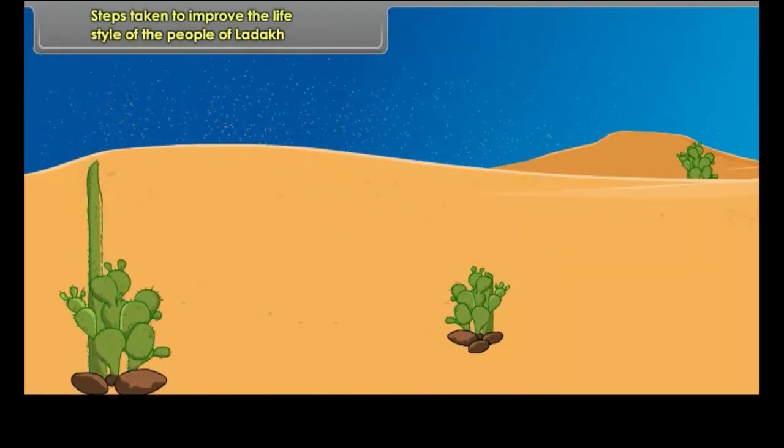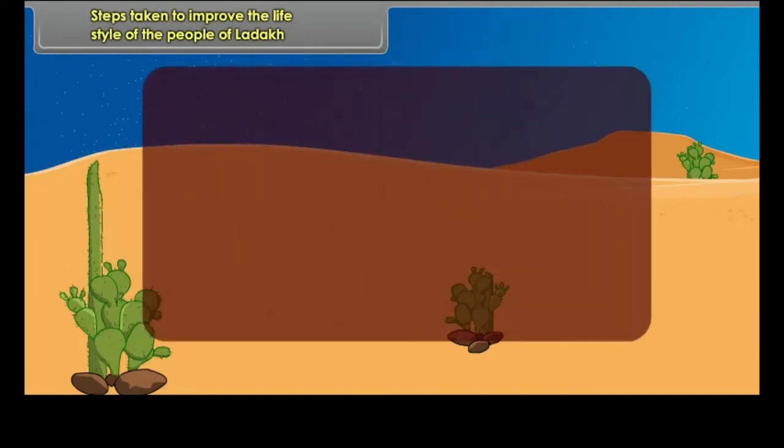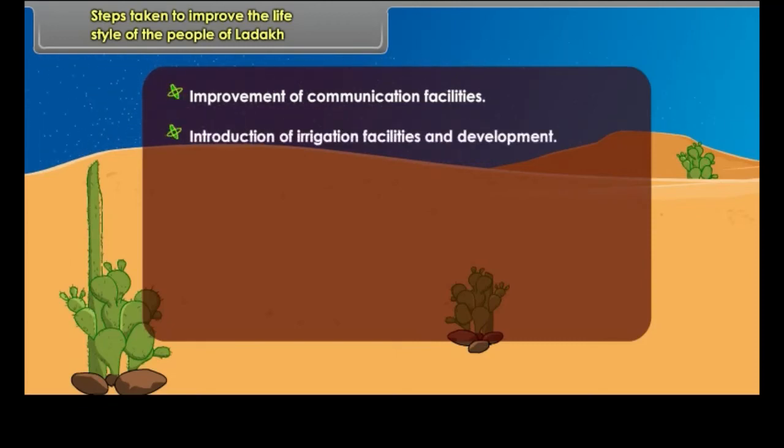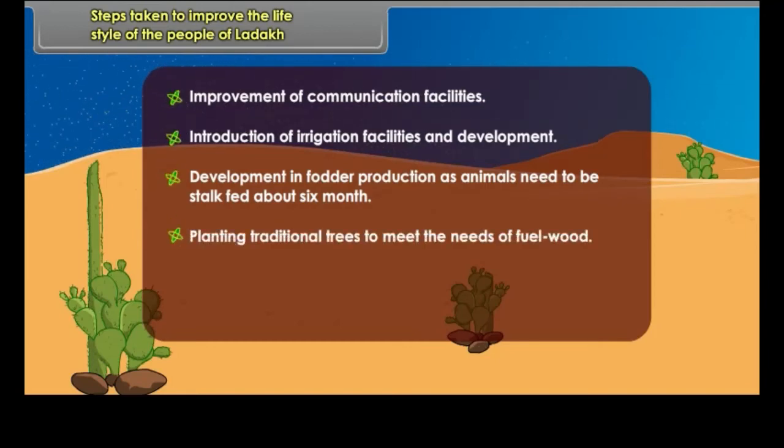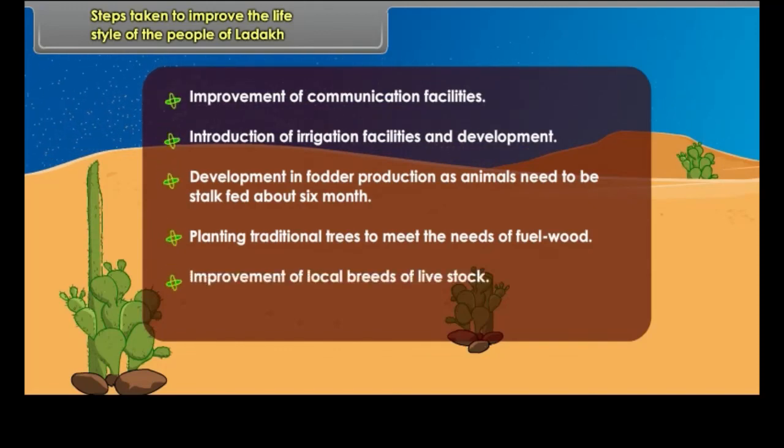Steps taken to improve the lifestyle of the people of Ladakh. Improvement of communication facilities. Introduction of irrigation facilities and development. Development in fodder production, as animals need to be stock-fed for about 6 months. Planting traditional trees to meet the needs of fuel wood. Improvement of local breeds of livestock.